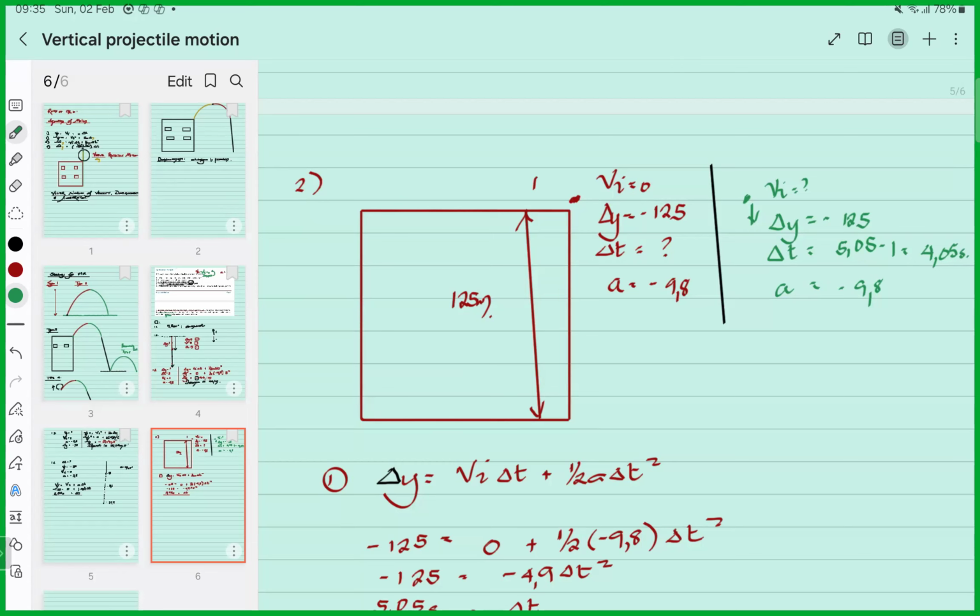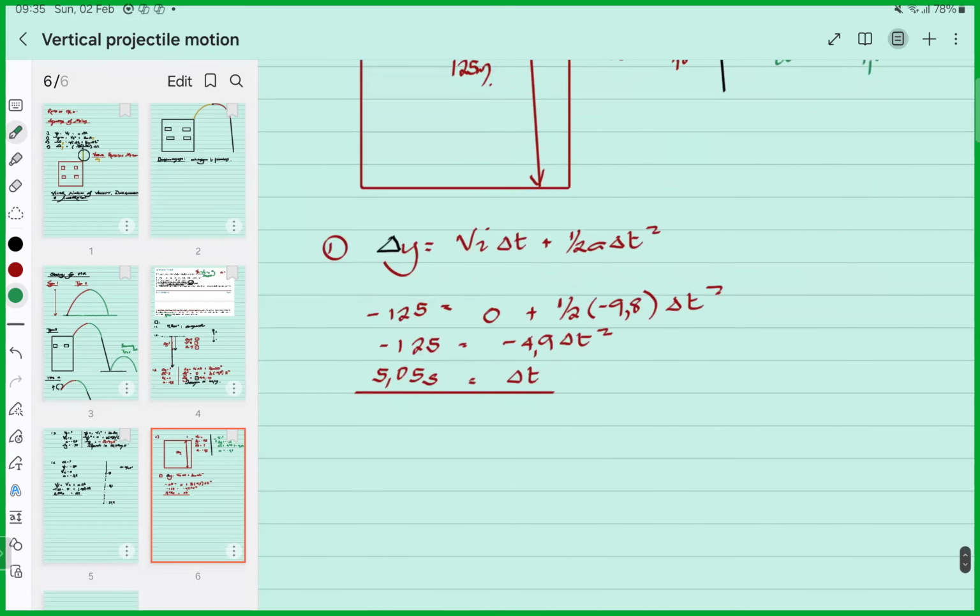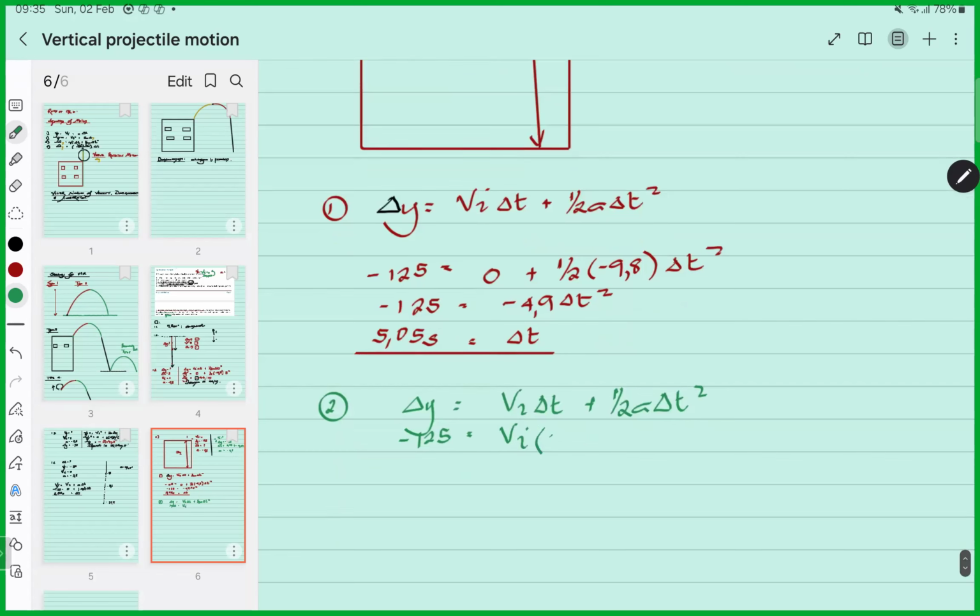So let's go for it. It's going to be the same equation. Oh, somebody left. So delta y equals vi delta t plus half a delta t squared. Your delta y is still minus 125. Your vi we're going to find this time. Your time is 4.05. Half into minus 9.8 into 4.05 squared.